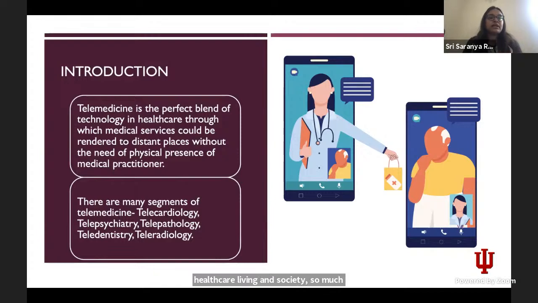Telemedicine is the perfect blend of technology in healthcare through which medical services could be rendered to distant places without the actual need of the physical presence of a medical practitioner. And it's also interesting to know that there have been many vast advancements in this sector and it has spread to various specialties. So, there is telecardiology, telepsychiatry, telepathology, teleradiology, and even teledentistry as well, which is new, but yeah, it is growing.